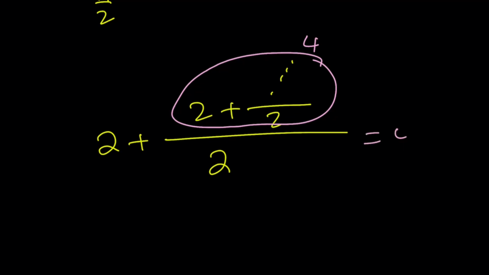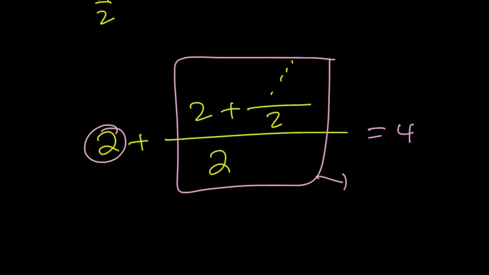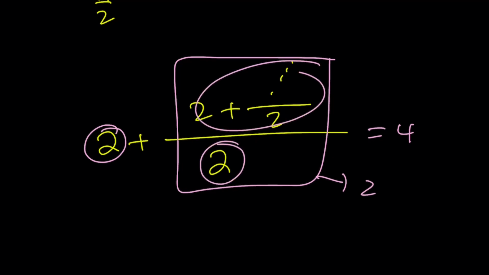You can also do the following. You can assume that this is equal to 4, right? So what does that give you? If this is 2, then this needs to be 2. And that means this is 2, so this needs to be 4, which is the same thing as the original. So assuming that the whole thing is 4 gives us the same result. It's consistent, so on and so forth.